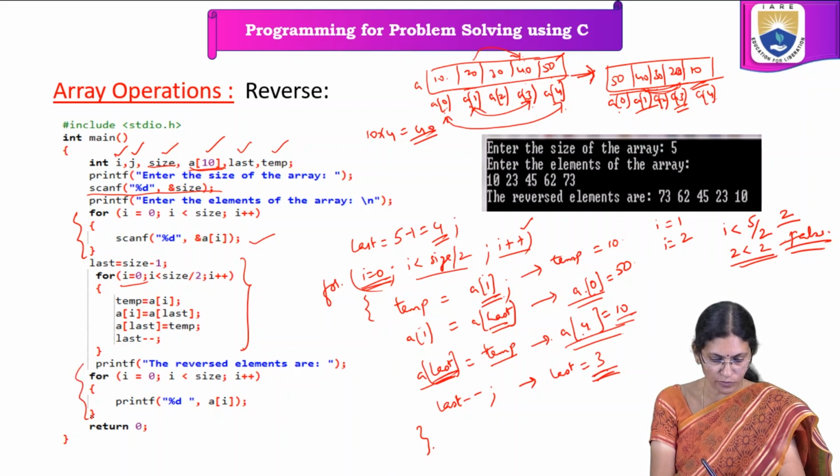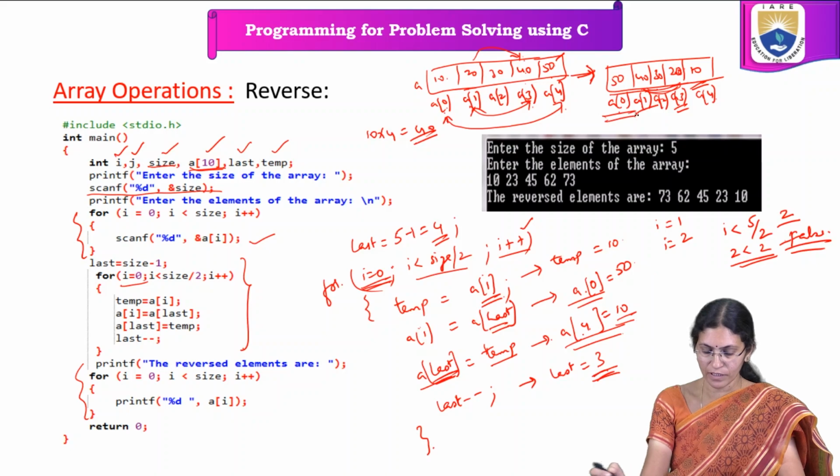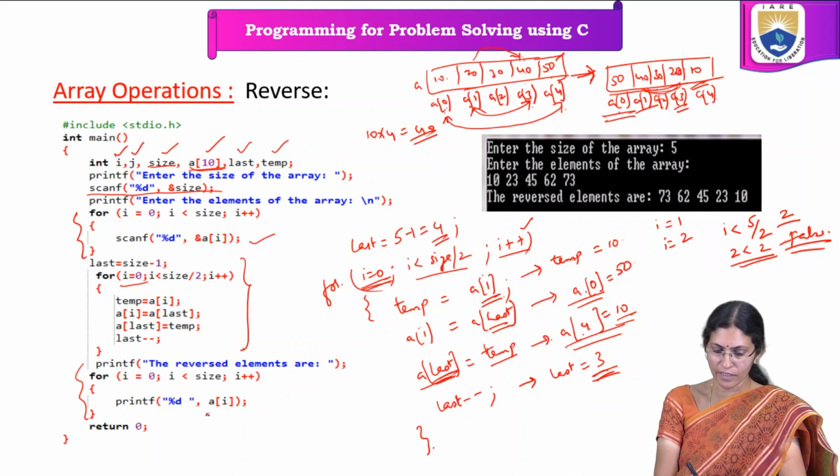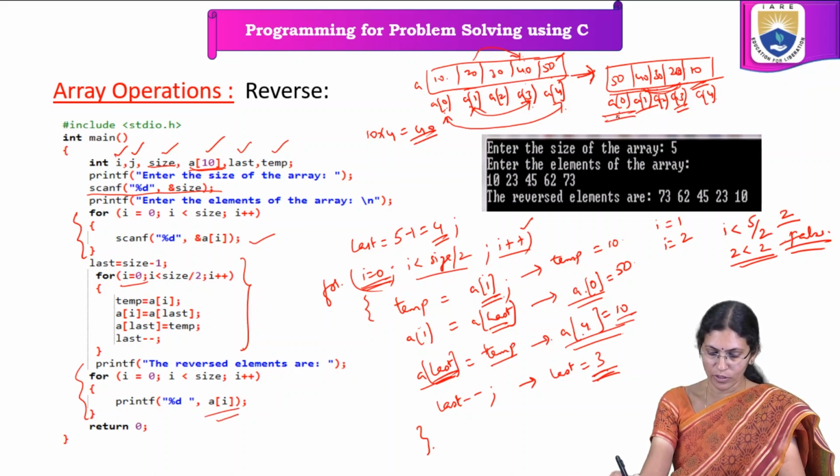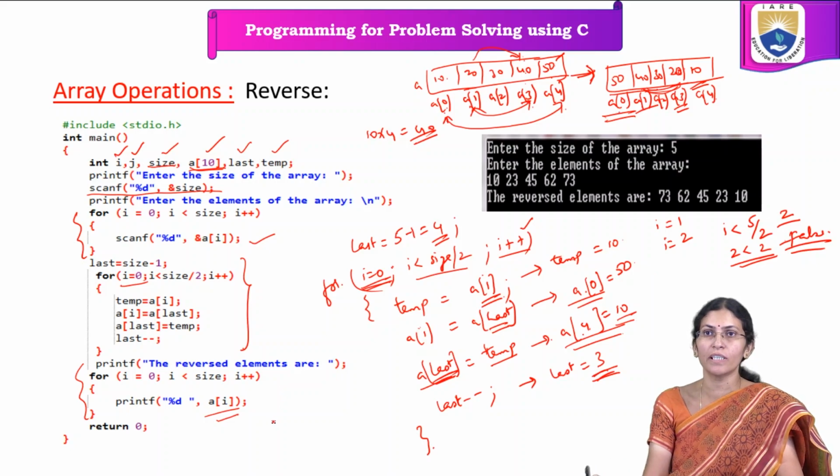For this, these are the statements. Again we need to use a for loop in order to print the elements of the array after the reverse operation. Now you can see that a of 0 is equal to 50. Now let us run the program.